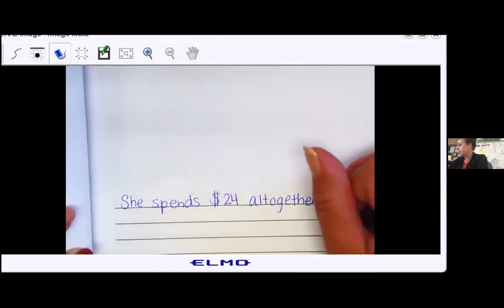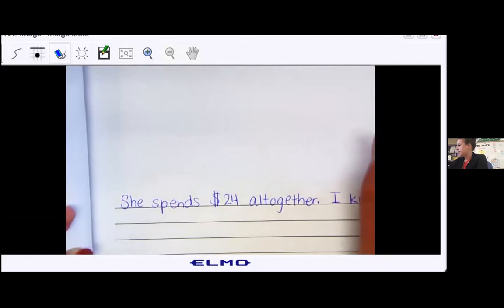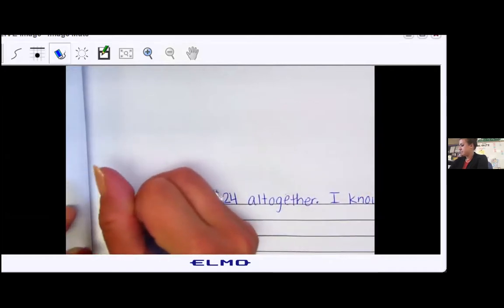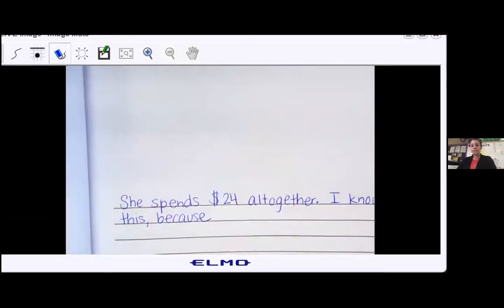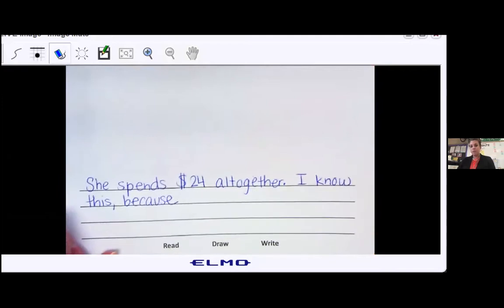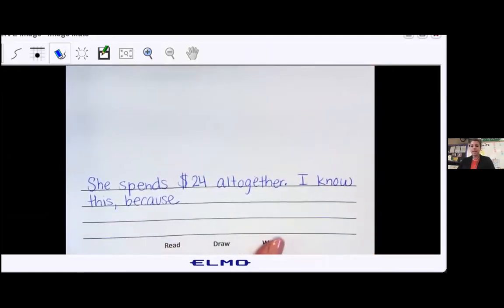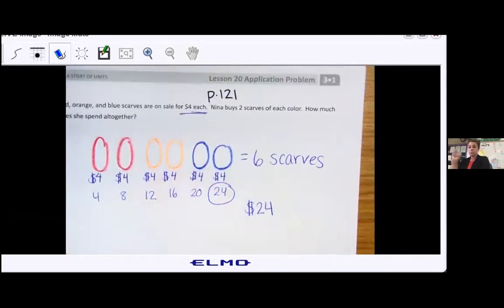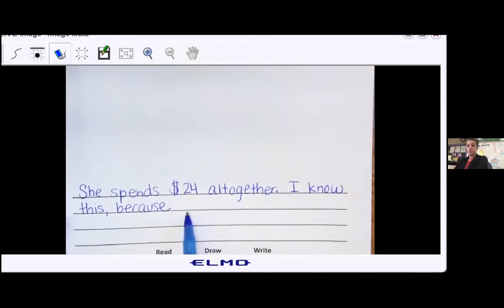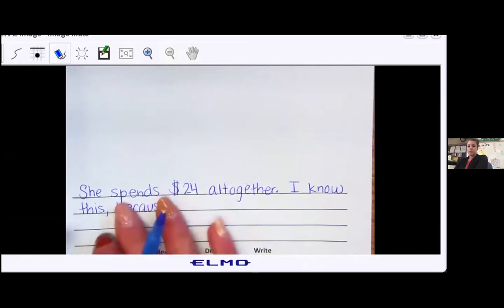When we come back, I want to know, how would you finish that sentence? What did we do up here? What were the 2 steps we took up here to figure out that she spent $24? So use your words with a period. Try to use some math words in there, like skip counting, to write out the rest of that sentence.